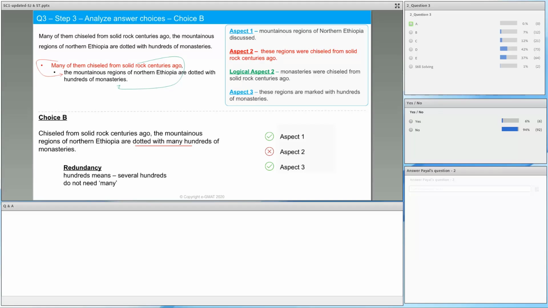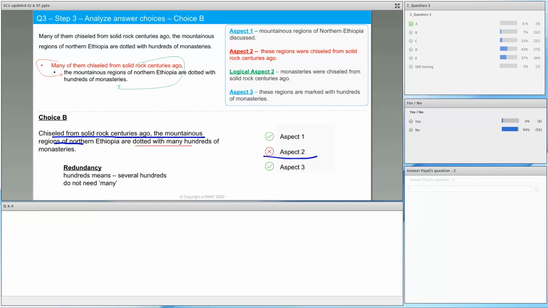But before that, choice B is incorrect because firstly, it presents the same illogical meaning. Chiseled from solid rock centuries ago, the mountainous regions of northern Ethiopia. So the meaning issue still remains in choice B. So those who rejected choice A on the basis of the meaning that it presented, you should have rejected choice B as well, because choice B is doing this again.